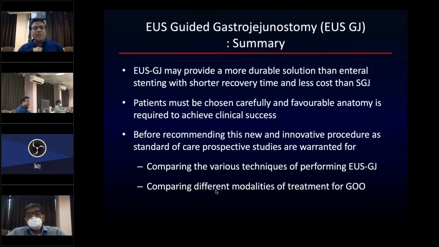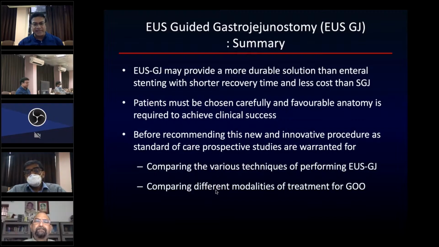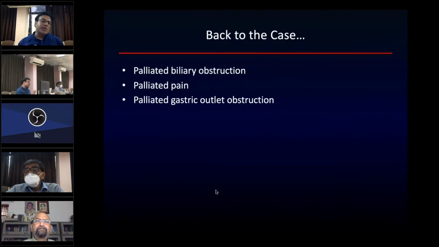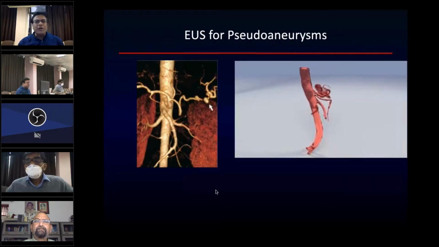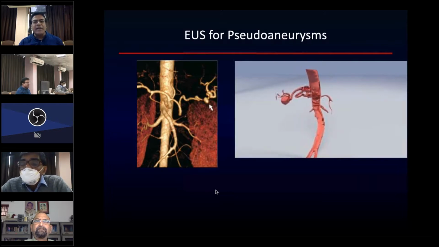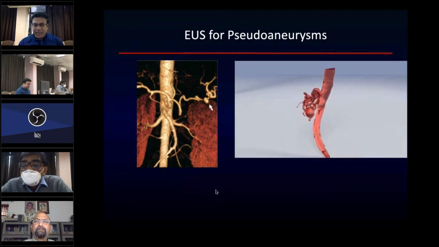So to summarize about EUS-guided GJ, it provides a more durable solution than antral stenting, with shorter recovery time and less cost than surgical GJ. The patient must be chosen carefully, and favorable anatomy is required to achieve clinical success. However, we still need more studies, prospective and randomized controlled studies. So coming back to our case, what we did was palliate biliary obstruction, palliate pain, and palliate outlet obstruction. The last part of this talk is predominantly pseudoaneurysms that we see.